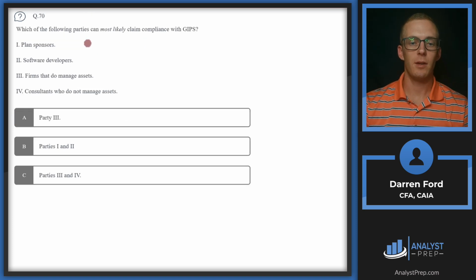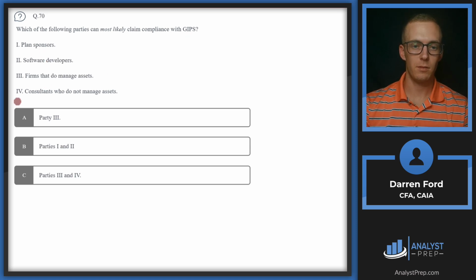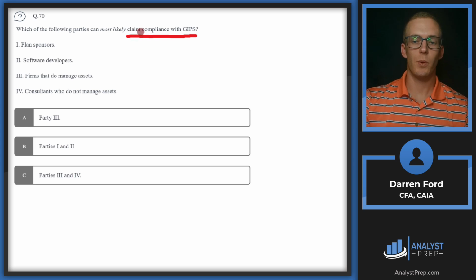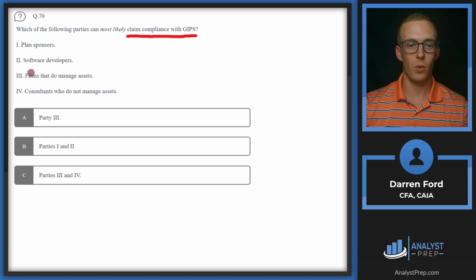Question 70. Which of the following parties can most likely claim compliance with GIPS? So we've got four different options here, and then our answers are different combinations of these people. So the only way that we're able to claim compliance with GIPS is if we manage the assets ourselves and basically have discretion over those assets to do what we please. So with that in mind, let's take a look at these four options here.